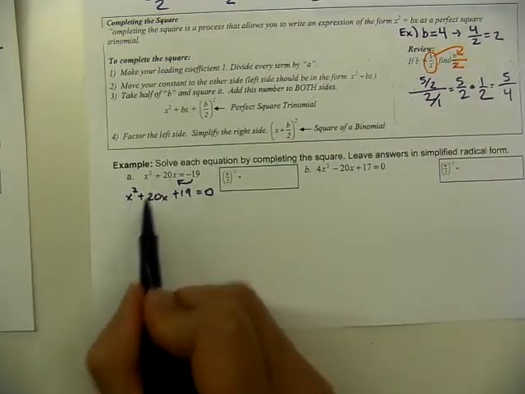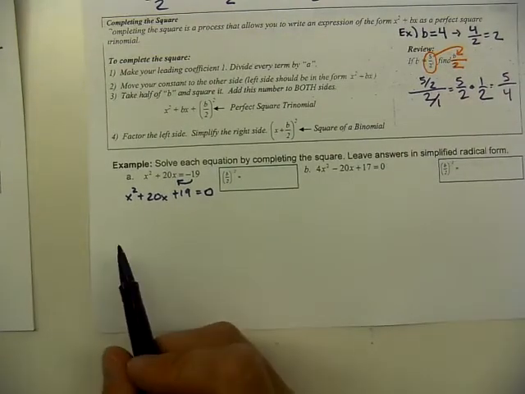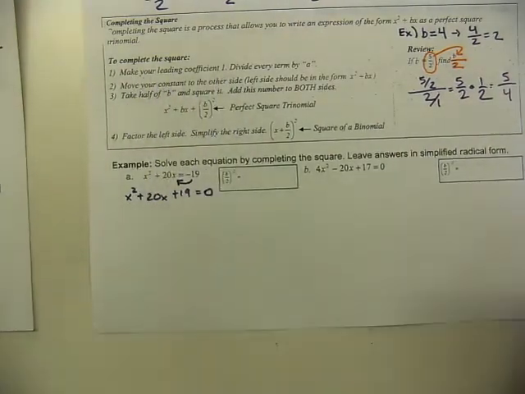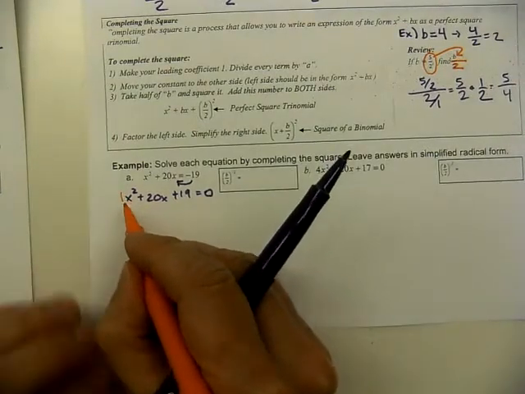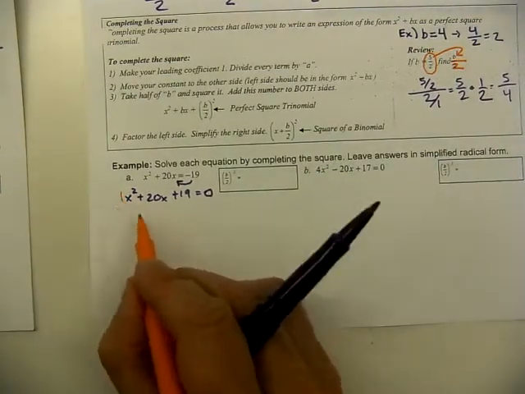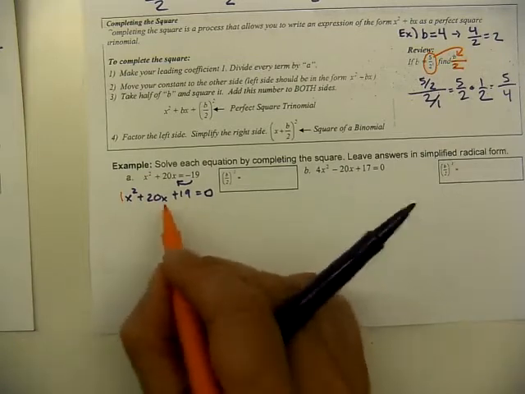So let me just kind of take that first. So step number 1, make your leading coefficient 1. Well, you can see it already is, so we're fine. If that was something else like a 2 or a 3, we would have to divide everything by that value.